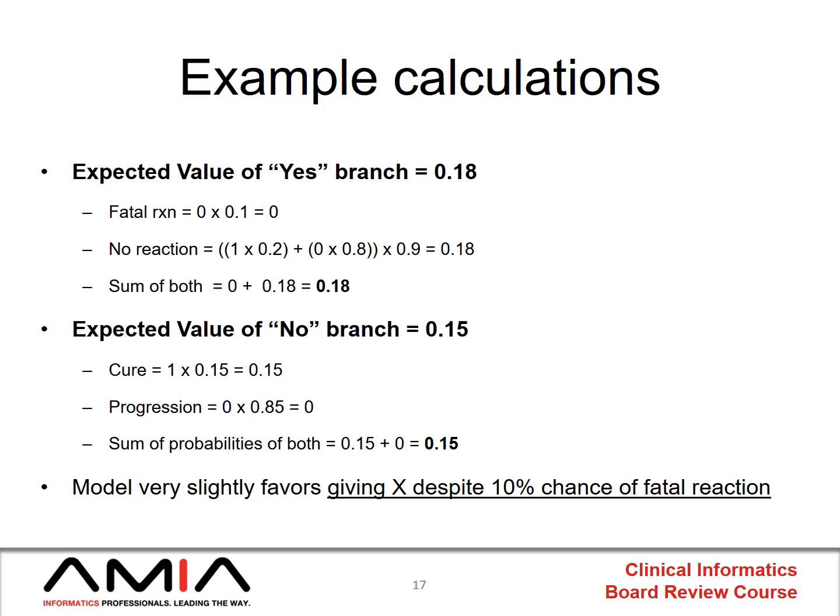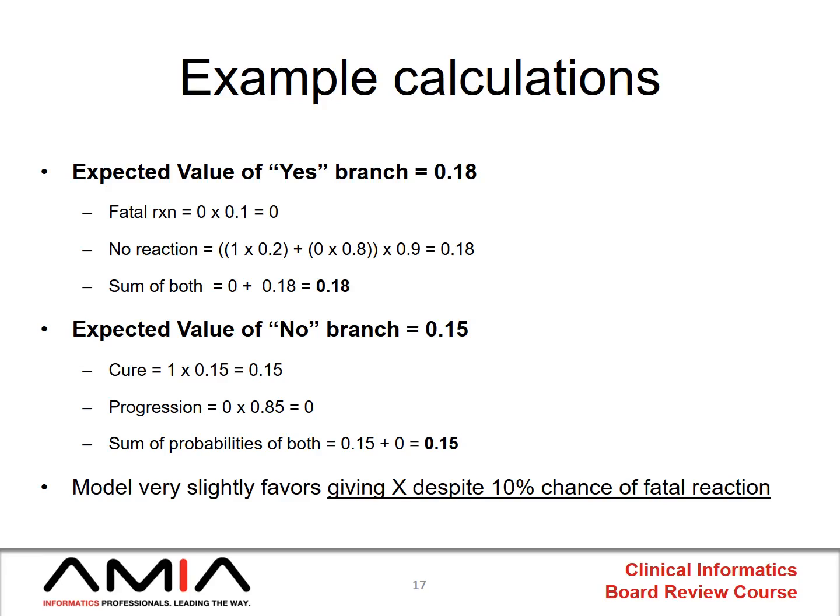So here's how we find out the expected value of each of these branches. Remember that the choice represented to us is either yes, we give medication X, or no, we don't give medication X. And I'm going to start with the no branch first because it's simpler. Remember that there's a 15% chance that the patient will survive. And so the value of life or survival in this example is 1. And therefore I can say that 1 times 0.15 equals 0.15. That's in the outcome where there's a cure.